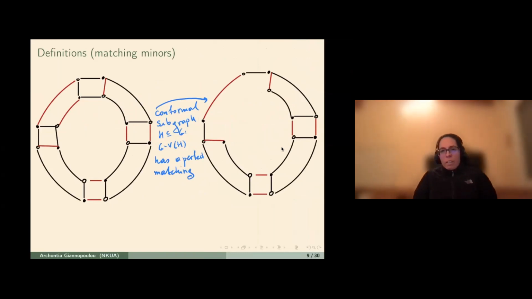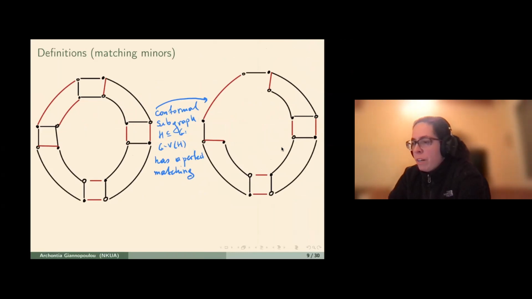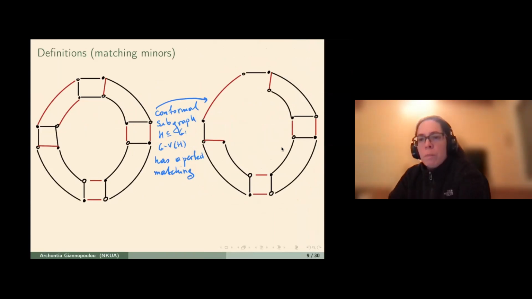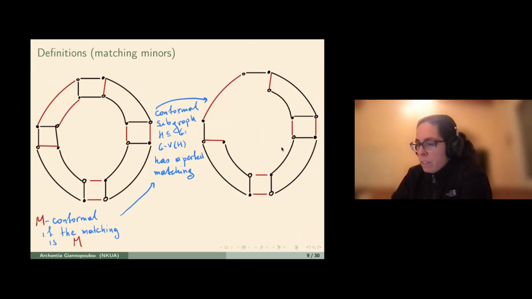We say that a subgraph of a graph, I'm not going to repeat it, we're always considering perfect matchings and bipartite graphs, is conformal whenever, after removing the vertices of the subgraph, the graph that remains has a perfect matching. We will call it conformal. If the matching is fixed, if we know the matching for which the remaining graph is conformal, then we can call it M-conformal, in the sense of the name of the matching.